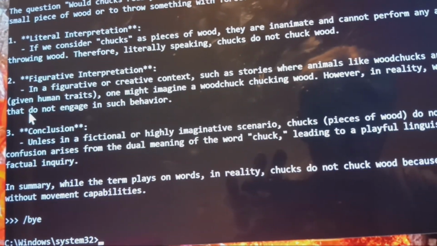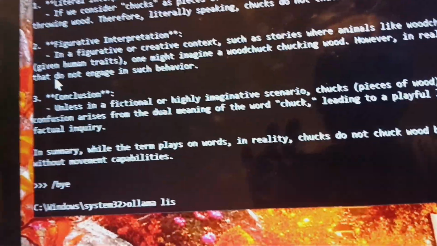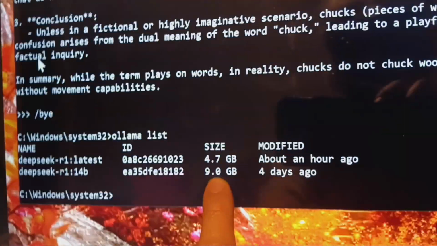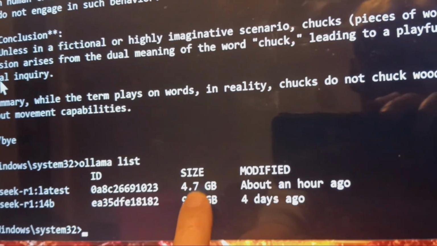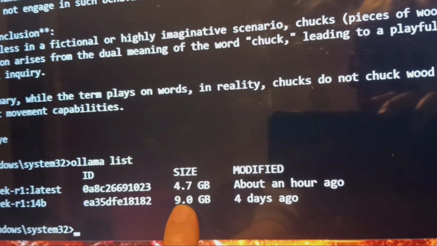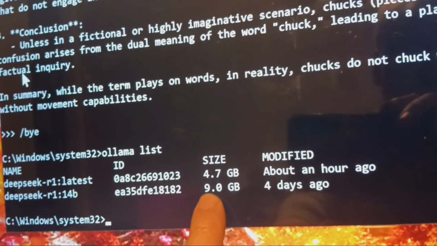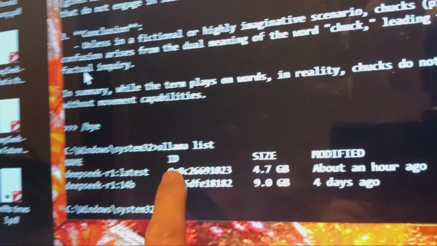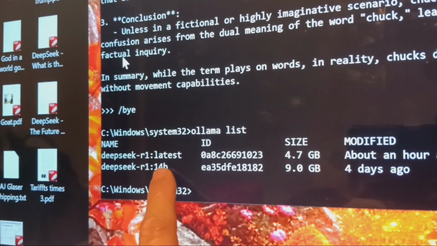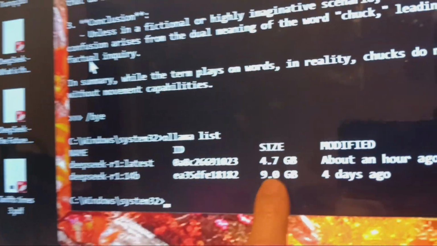Now, ollama list. And there's the two. This one is 9 gigabytes. This one's 4.7 gigabytes. So in size, this one is roughly twice as big in actual disk space. But in computation ability, it's a whole lot bigger than this. Okay? So that's what I mean when I say it's not just twice as big. It's twice as big in size.